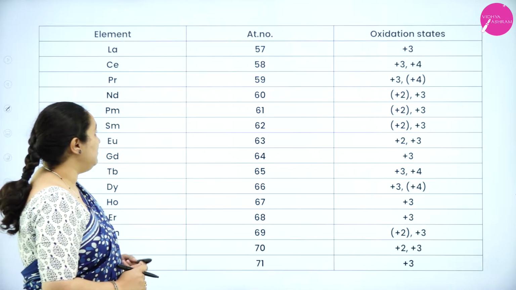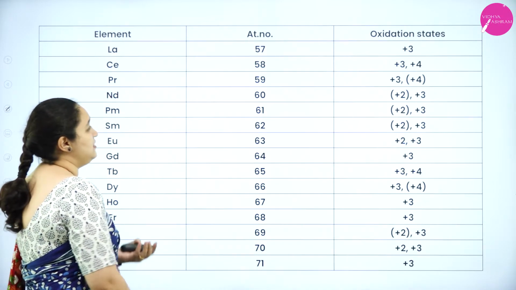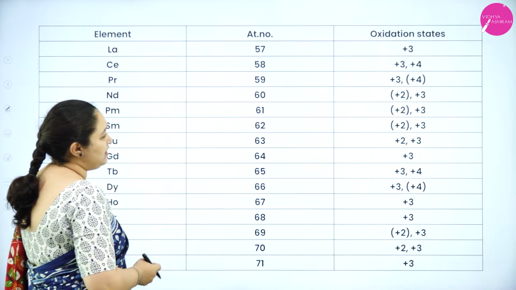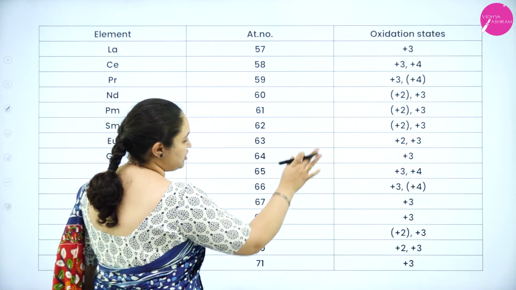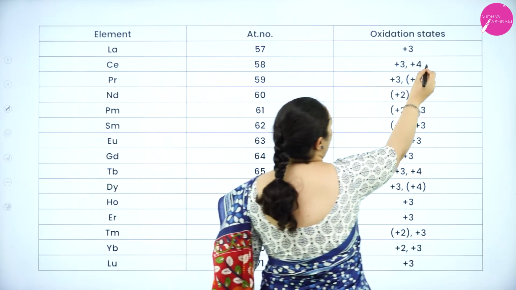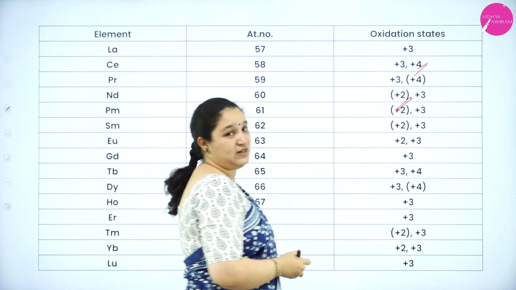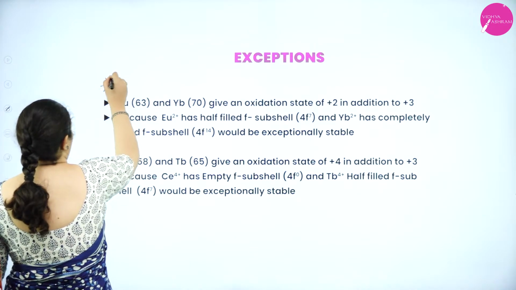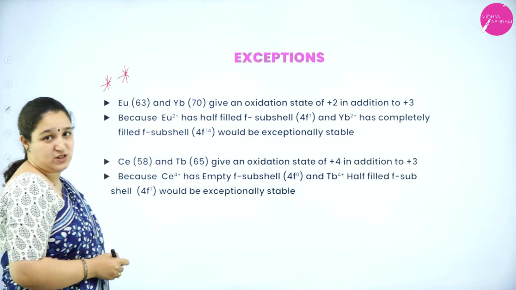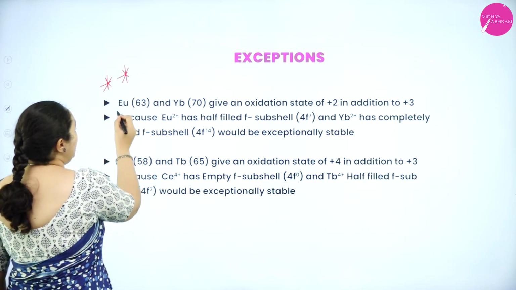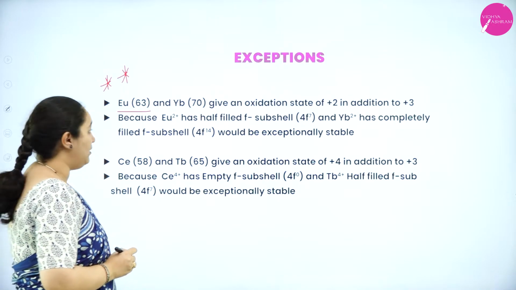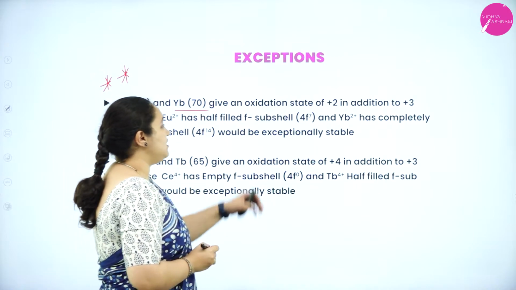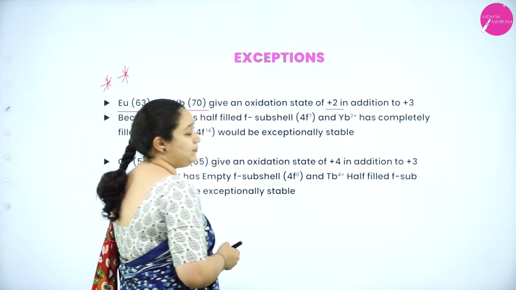Okay, you can see here lanthanum, it is +3 state. Then you have cerium, that is +3 and +4 state. You can see they have put everywhere common oxidation state is +3, but some of them show +4 and +2 oxidation state. So the exceptions you can see here, and this is the most important give reason question, which they can ask again. So you have europium, atomic number 63, and ytterbium, atomic number 70, which have the oxidation state +2 in addition to +3.